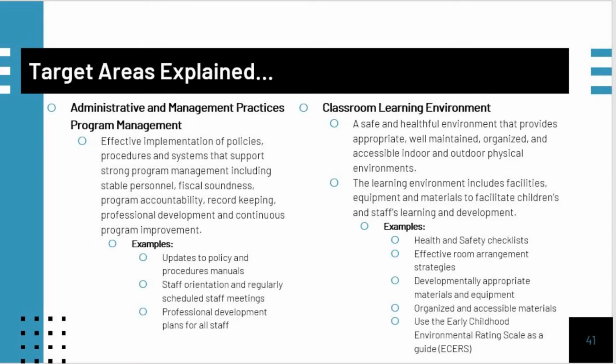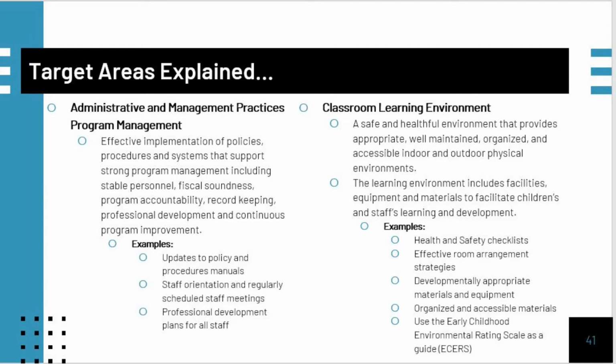It could be, for example, updated policies, either policies for parents or policies for the staff, or updated procedure. It could also be a staff orientation, even that first family orientation. You can have the agenda and the sign-in of those meetings, or any professional development plans that you yourself created for the staff. You could use that as evidence as well.